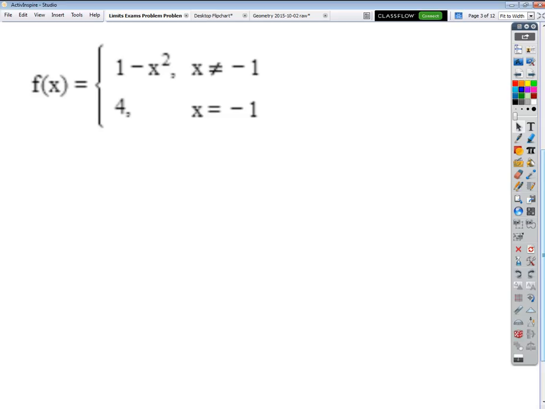Okay, well, this is a piecewise function, right? So we have to interpret this as a piecewise function. The function on top is the function where the domain includes all values except -1. Every place except -1, that is f of x, right? The bottom one, when x is actually equal to -1, the function assigns the value 4.